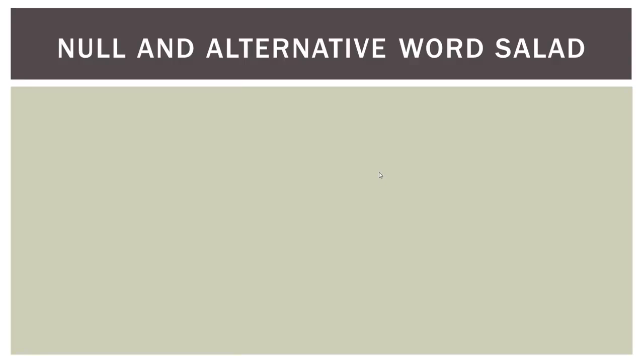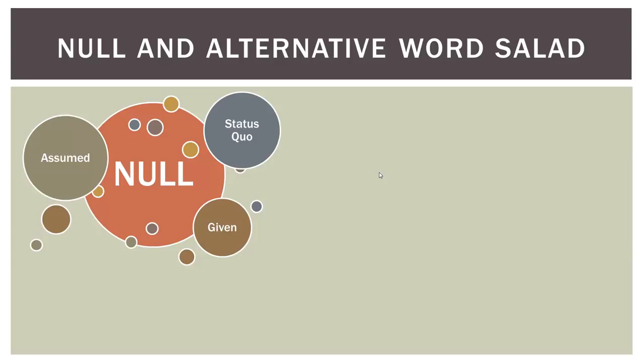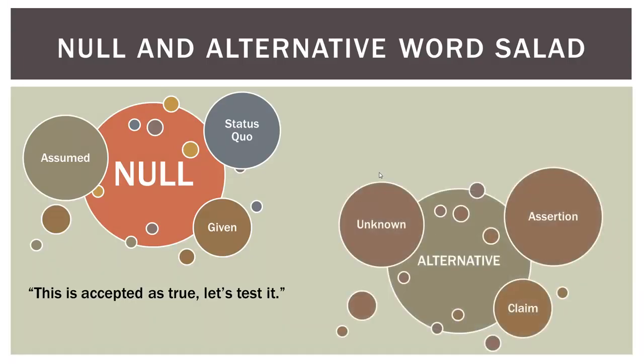Now, you can think of the null and alternative as sort of a soup or a word salad. So when we think of the null, we're thinking of things that we can assume, things that are given to us, or some status quo that already exists, like the water bottle label. So we accept whatever the null says as true, and then we can test it. And then we can either reject that null or fail to reject that null. Now, the alternative is almost always something we do not know.